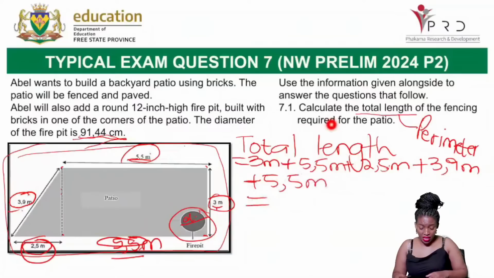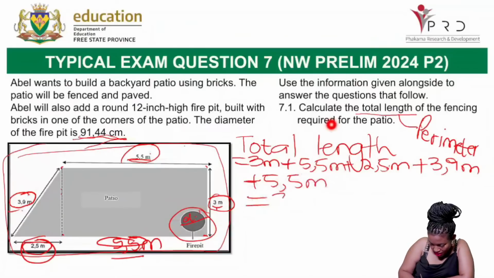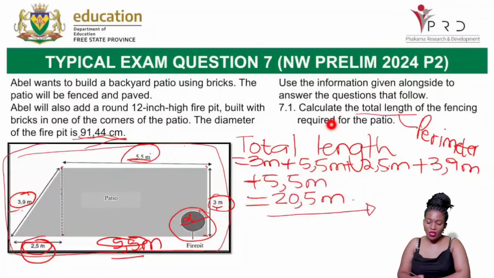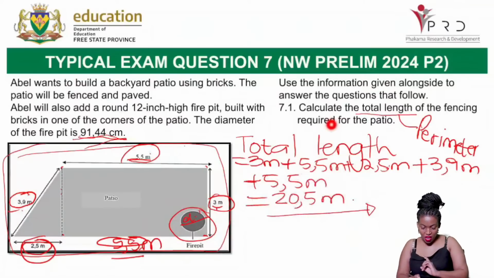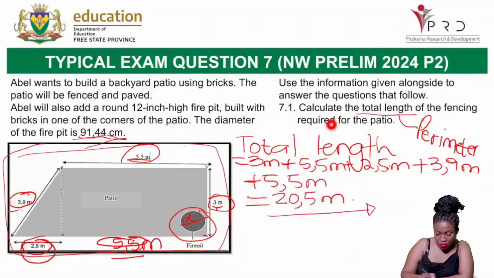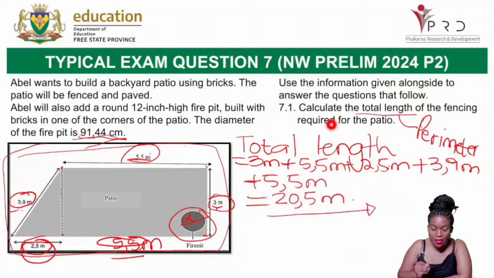So let us take out our calculators. Let's do it together. Please take out your calculators. Let's punch together. So it is 3 plus 5.5 plus 2.5 plus 3.9 plus 5.5. The answer that I'm getting there is 20.5 meters. So that is the answer that we get. That will be the total length of the fencing that will be needed to fence this entire patio.